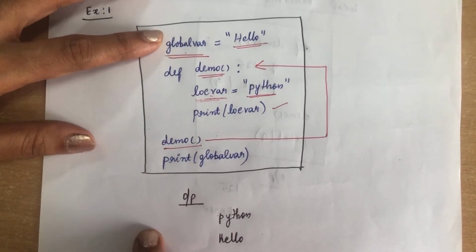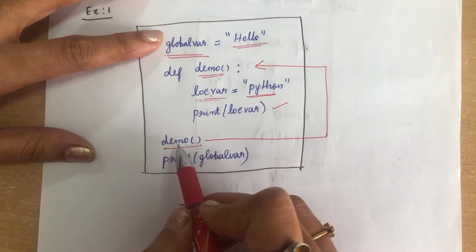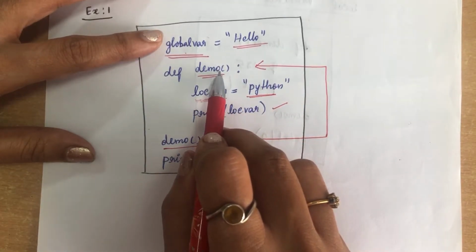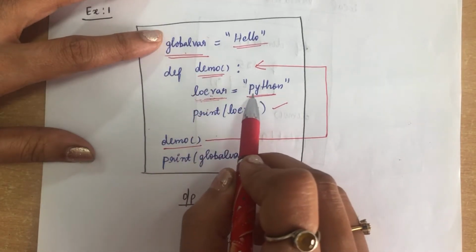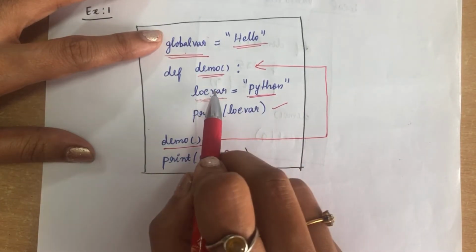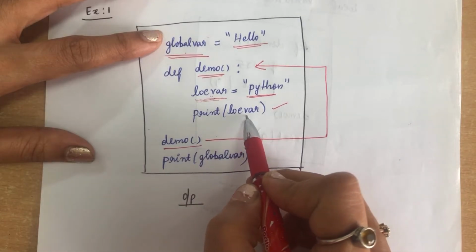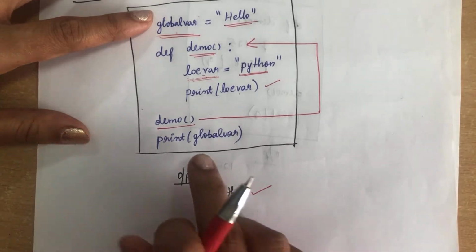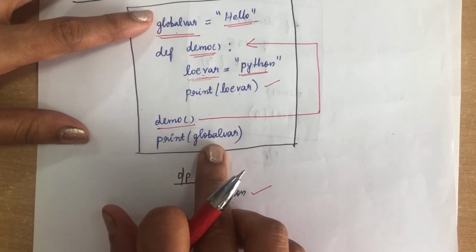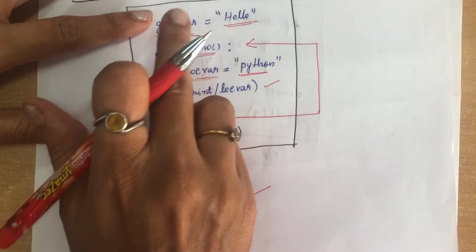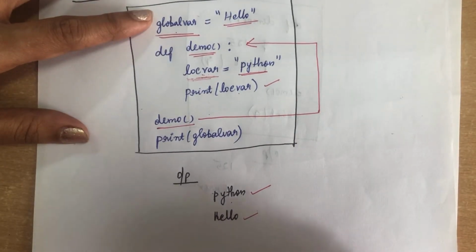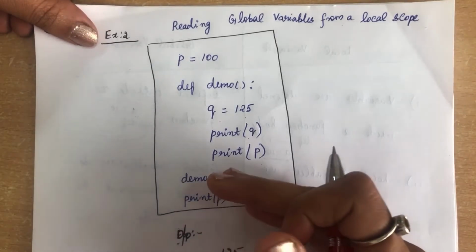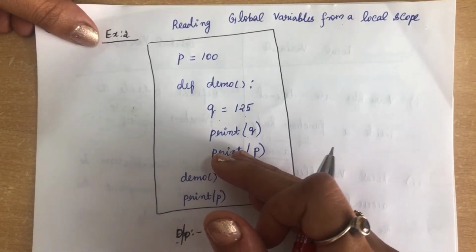When you see the output for this program, since the demo function is called, we are seeing this definition of the program, and now this Python we are going to store into a local variable, and I'm going to print this local variable. So you'll get Python on screen, after which you are going to print the global variable. The global variable already has hello stored, and this hello is printed on screen. Okay. Now we are going to see several examples for this local scope and global scope.